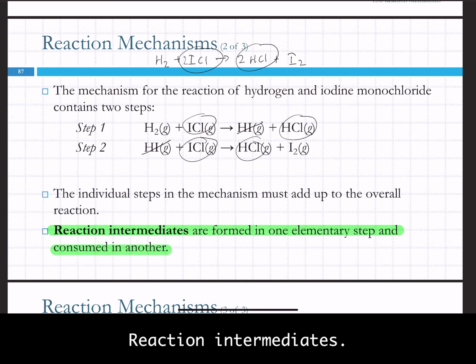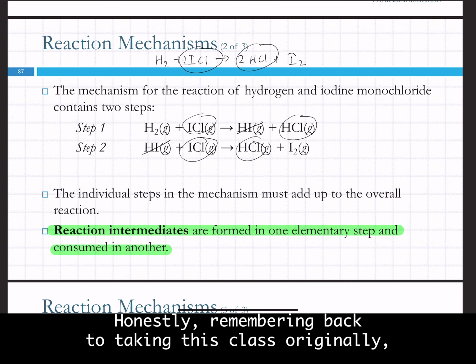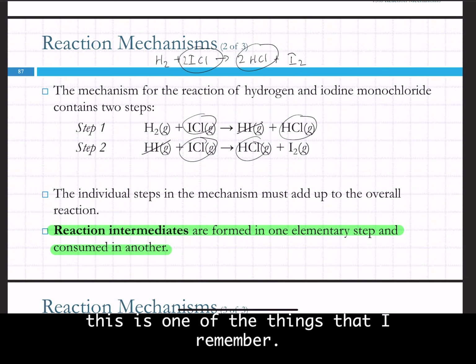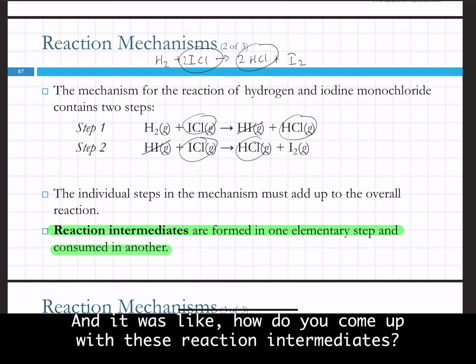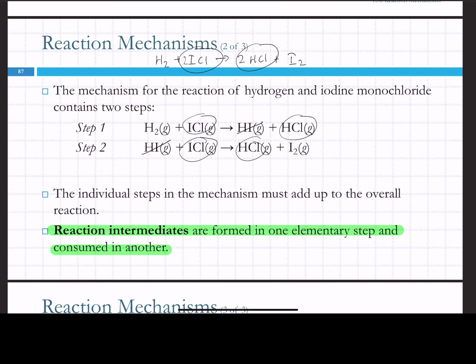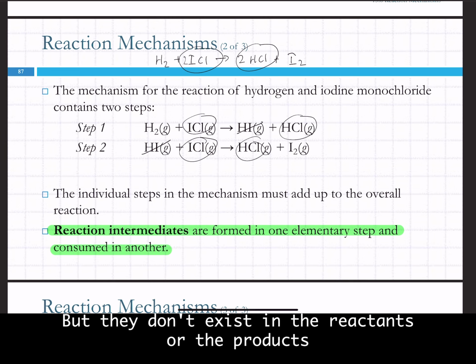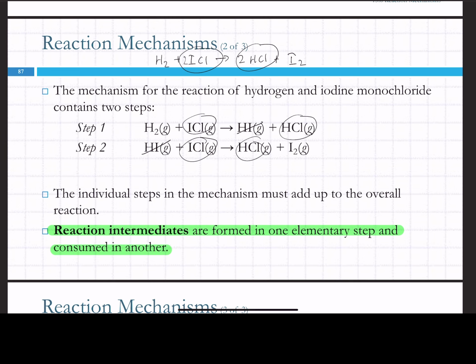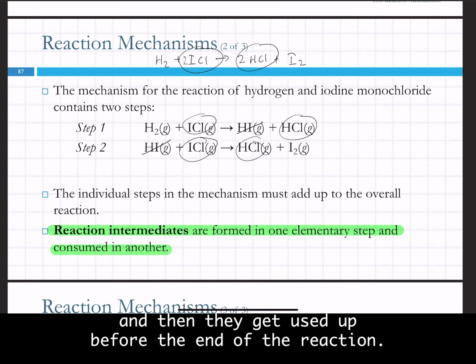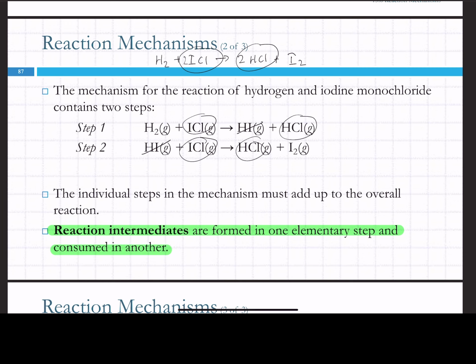Reaction intermediates, honestly, remembering back to taking this class originally, this is one of the things that I remember, and it was like, how do you come up with these reaction intermediates? We'll talk about that, but they don't exist in the reactants or the products because they exist for an intermediate step, and then they get used up before the end of the reaction.